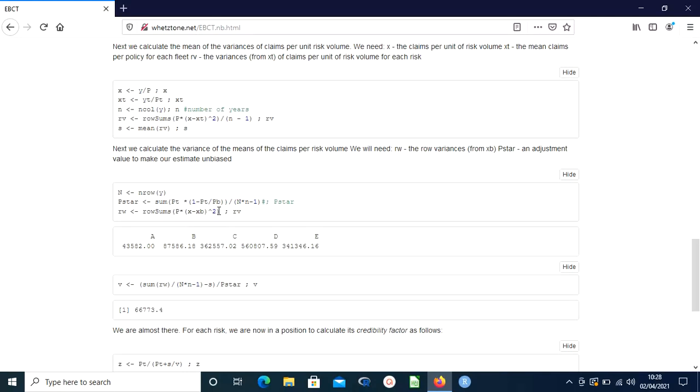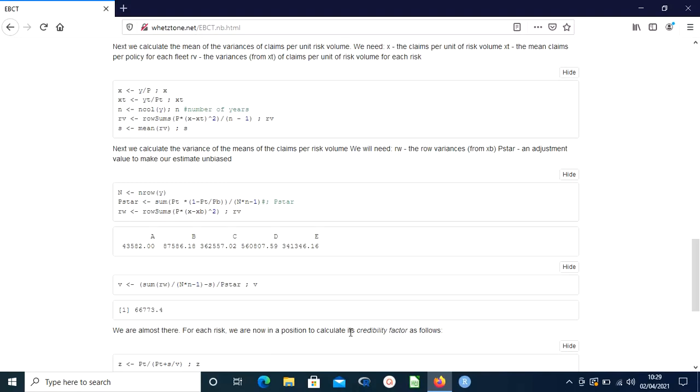Notice that and that, compare those two, squared, and that gave us this. And then our actual variance of the means is found by the sum of RW divided by N times N minus 1 minus S divided by P star. And that gives us 66,773.4.